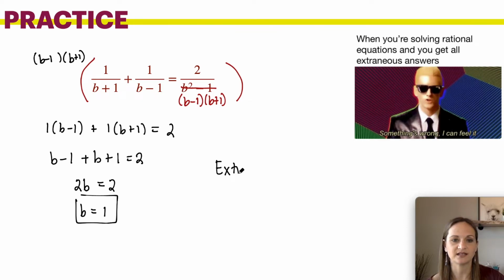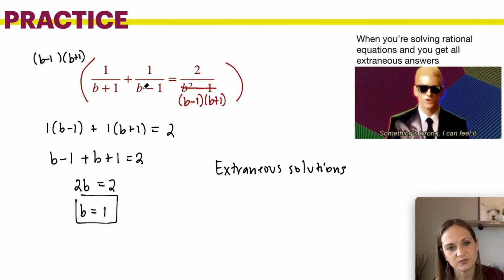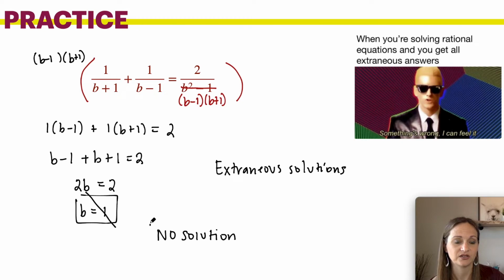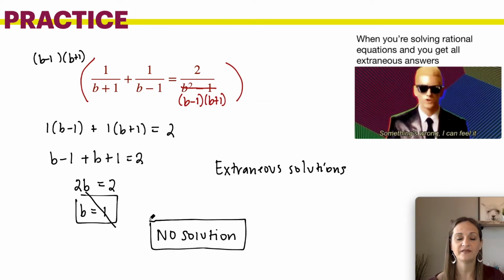in the past we have discussed extraneous solutions. If I was to plug 1 back into your original problem, what happens when I plug 1 back into b minus 1 here? I get 1 minus 1, which is 0, which is a 0 in the denominator. And you can't have a 0 in the denominator. So therefore, that cannot happen because you cannot plug 1 back in. And so your answer actually becomes no solution. So you will have to check your answers.